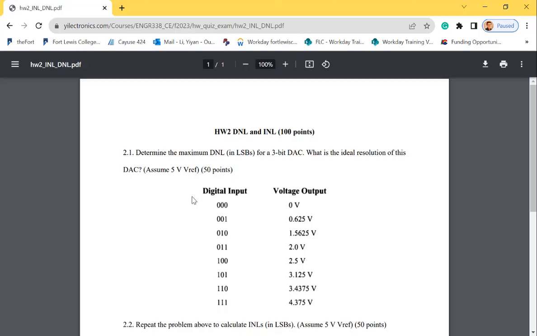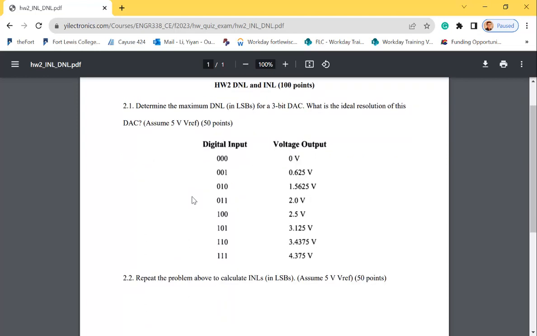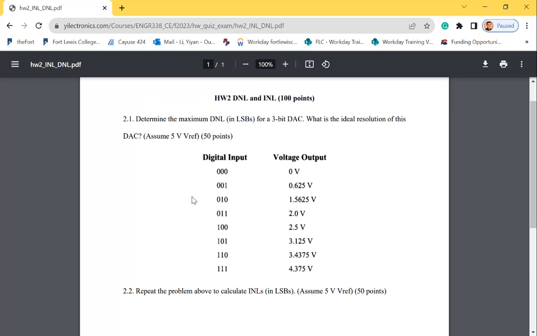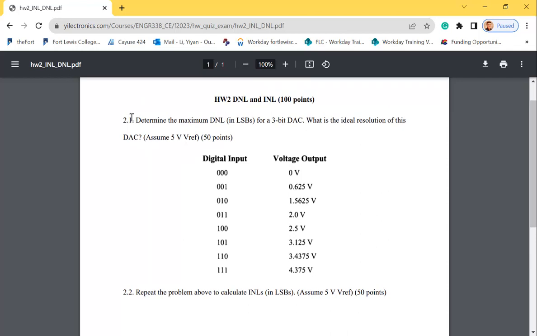It's a DAC, not ADC. This ADC can be confusing in the textbook, but let's do a DAC so it's similar to the ADCs, DNLs, INLs. This is one of the problems from the problem list at the end of the chapter: determine the maximum DNL. So you have to find all the DNLs, then you can find the maximum.